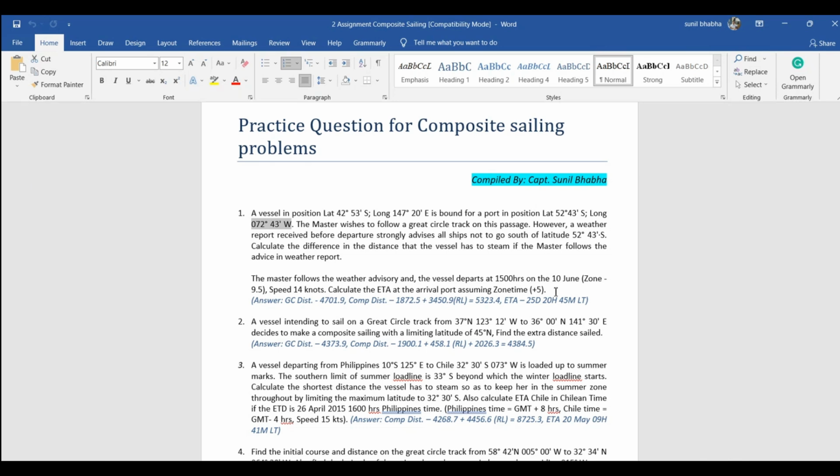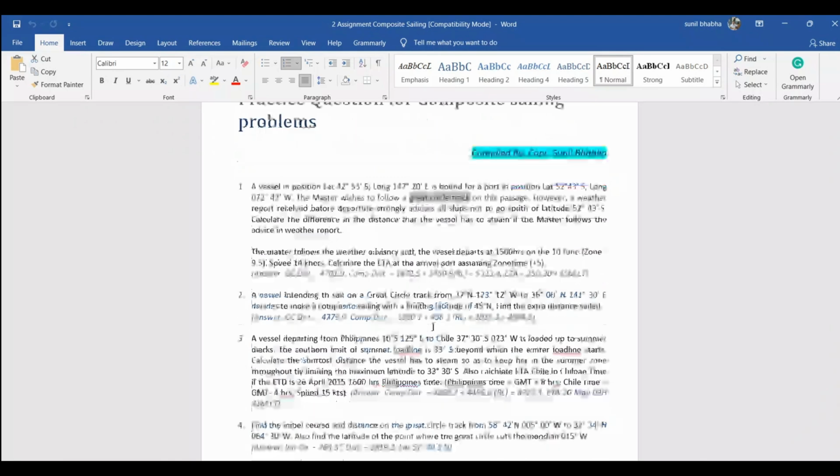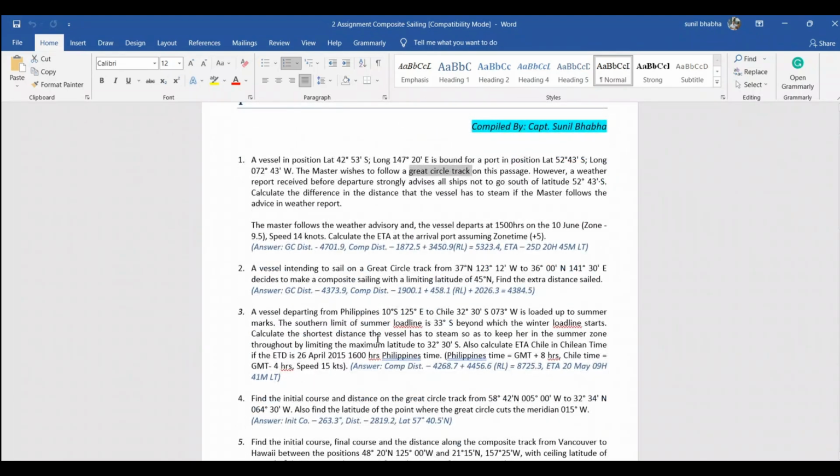Okay, all right. Now, beta, in this question, there was a comparison between great circle track and a composite track. So we have found out the great circle distance here, and we have found out the composite distance also here. Now, in some of the questions later on, you may also need to calculate the rhumb line distance between two positions. Let me see a question down below.